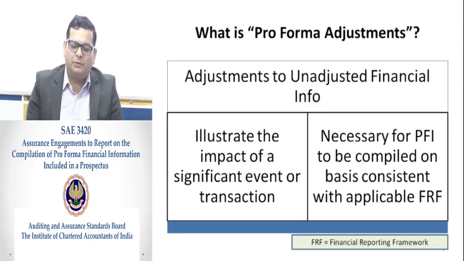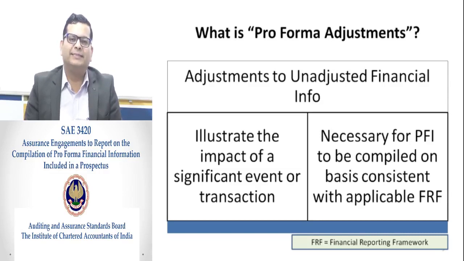And one more thing I need to highlight here: Proforma financial information is prepared based on consistency with the applicable financial reporting framework. In my earlier example, when entity A is acquiring entity B and you are combining them on a Proforma basis, both the financial statements need to be on the same set of frameworks. It cannot be different, otherwise it will defeat the overall purpose of preparing Proforma financial information.